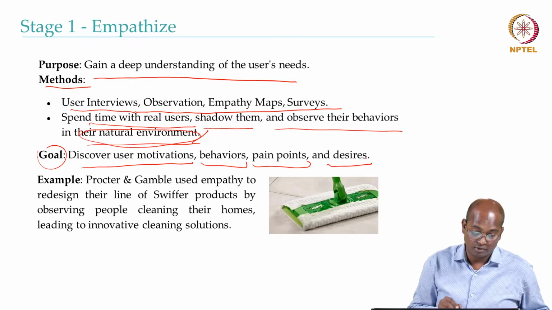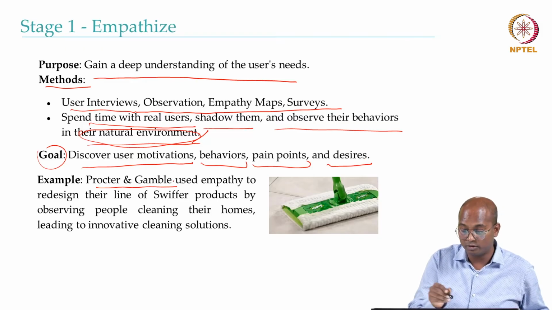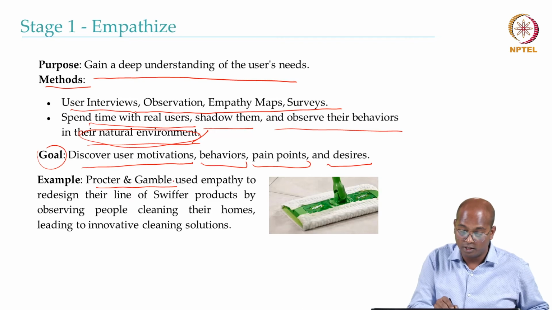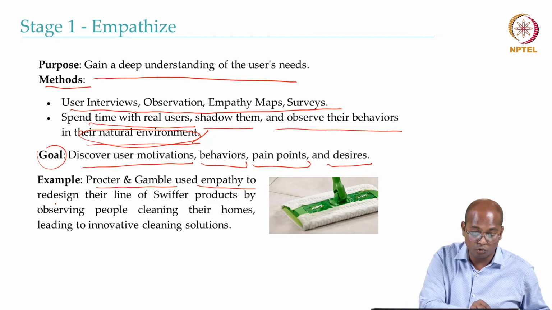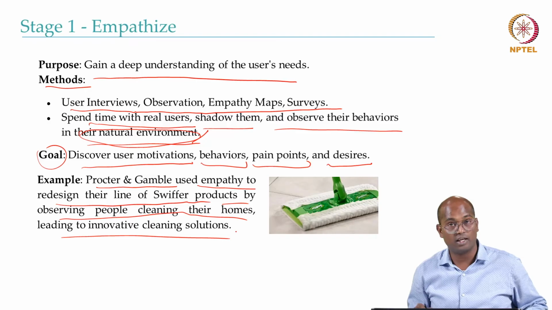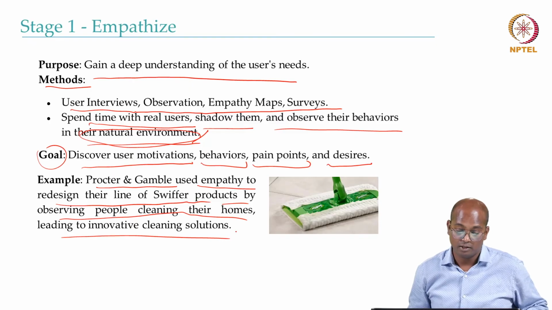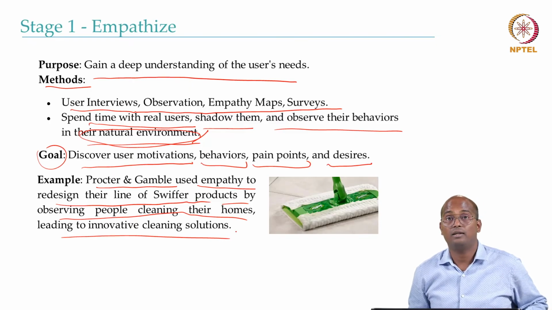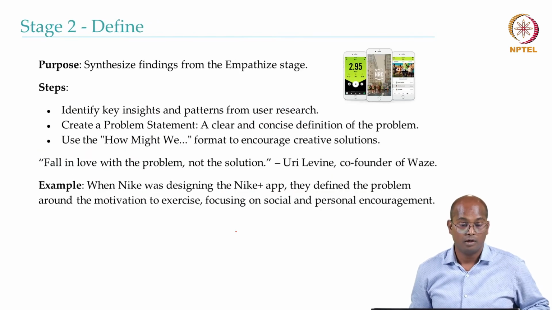Another example is by Procter and Gamble. It's one of the big companies, and it used empathy to redesign its line of Swiffer products by observing people cleaning their homes, leading to innovative cleaning solutions. Again, this idea came from real life, the real world, and that's where I again highly recommend you all read the book by Donald Norman. Let's go to the next step.